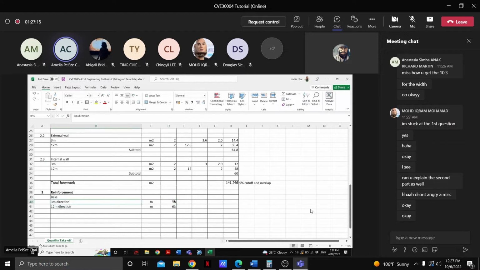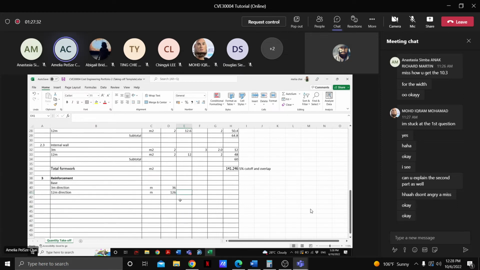So this is for one layer, so later on we have to multiply by 2. Just multiply here directly. You know your numbers of bars, then you put in your length. 3.5. Oh no, this is 12.52 and 3.52, equals this multiplied by this.